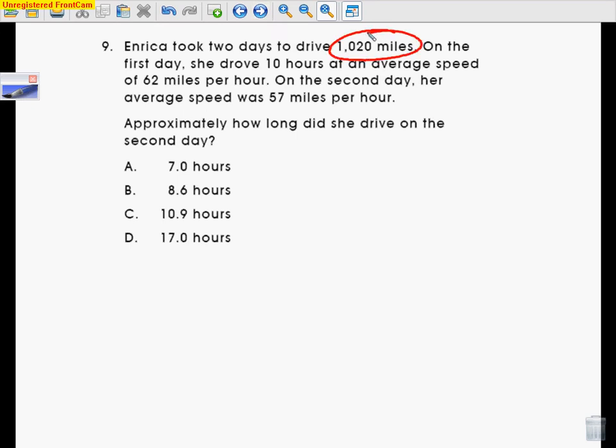2 days and 1,020 miles. On the first day, she drove 10 hours at an average speed of 62 miles per hour. So she went 62 miles every hour, 62 miles per hour for 10 hours. So how far did she go on that first day? 62 miles per hour in 10 hours. All right, so you would do 62 times 10. So she drove a total of 620 miles the first day.